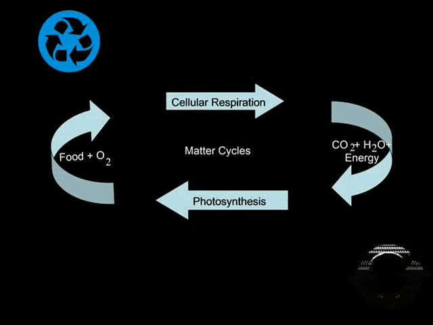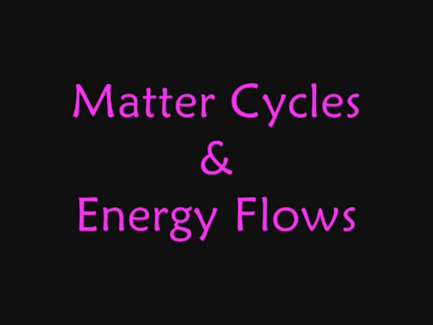In cellular respiration, carbon dioxide, water, and energy are created. These are then used in photosynthesis. Photosynthesis has byproducts of food and oxygen, which are then put back into cellular respiration and used again. This is why matter cycles and energy flows.